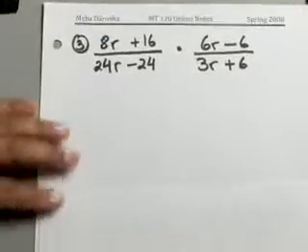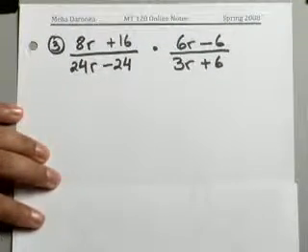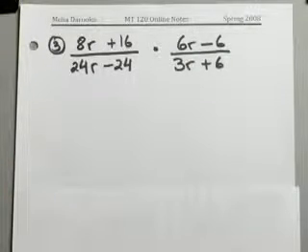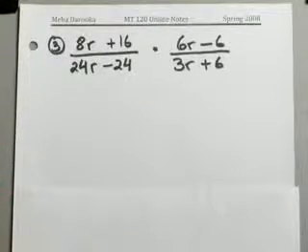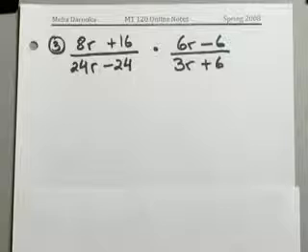All right, we'll look at a couple more examples, just different types of examples. Now here you have 8r plus 16 over 24r minus 24 multiplied with 6r minus 6 over 3r plus 6. So again, that's the same thing you're trying to do here. You're going to try and cancel out all common factors. But unlike our first two examples, in this one, you will have to factor out any common factors that you have, greatest common factor, and then you can go ahead and try breaking these down.